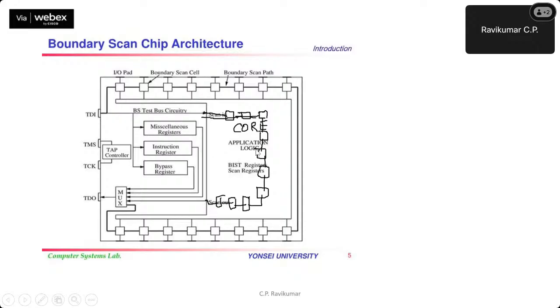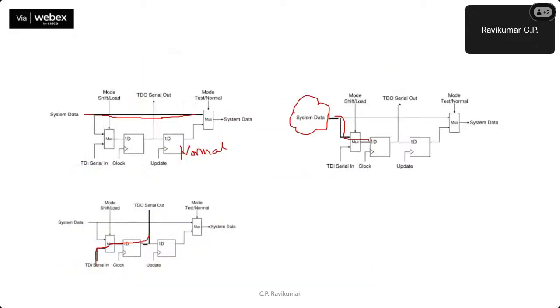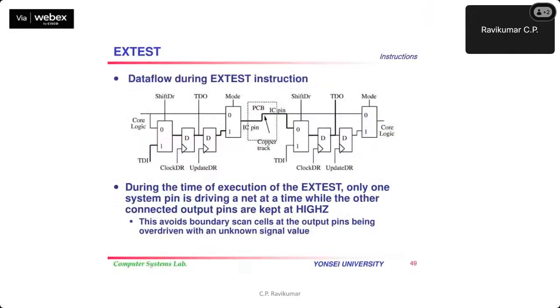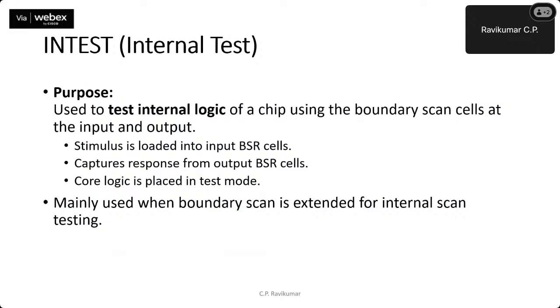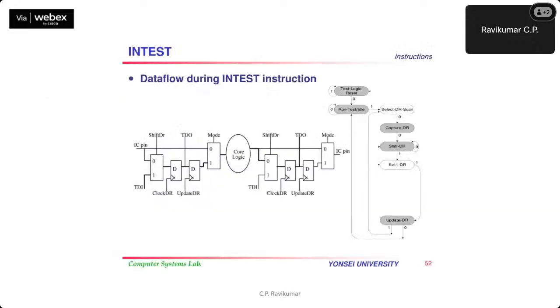Similarly, there may be another mode where you are testing the second logic core, and another mode when you are testing the memory core. That will all be done by your boundary scan. So this is how the internal test will work.